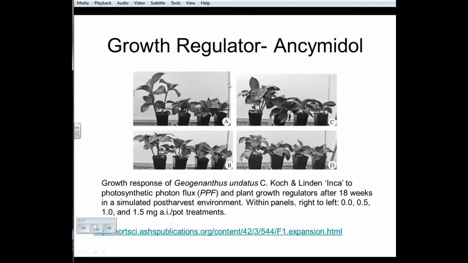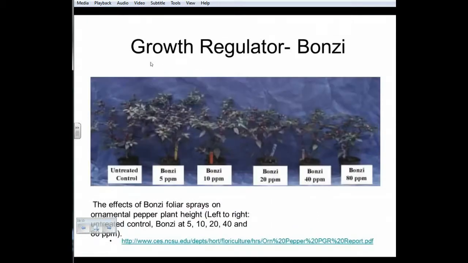Here's Encimidol, and from left to right, this experiment actually has to do with light intensity also, but we're just going to look at the fact that you get a more compact plant. You get an anti-GA effect with this compound. And then we have Bonsai. I think I have an example. Yeah, same thing basically. More Bonsai, the shorter, more compact the plant.